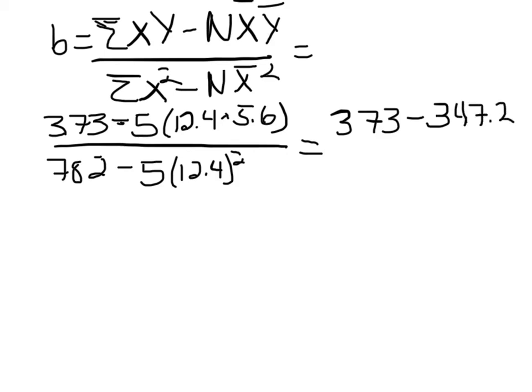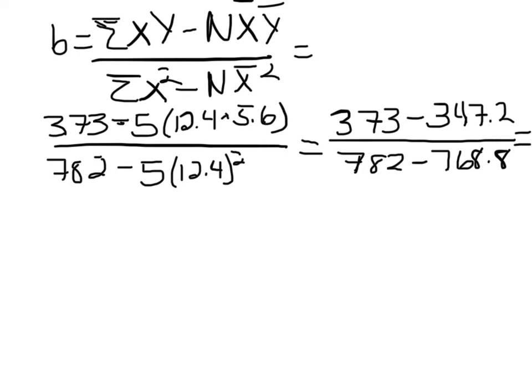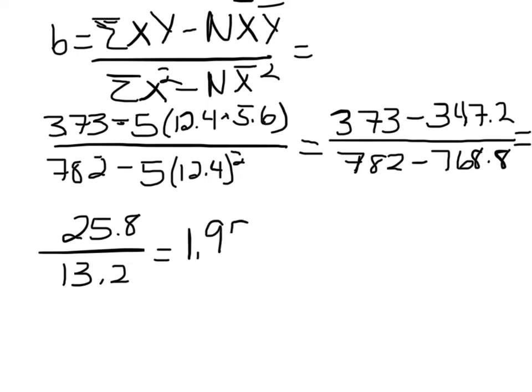So that 347.2 is just 5 times 12.4 times 5.6, divided by 782 minus 768.8. And so you're going to have 25.8 divided by 13.2, and that's going to give us 1.95. Now, the b value can be any number from negative infinity to positive infinity. And we'll talk about how to interpret that in a minute. But this number can be anything.